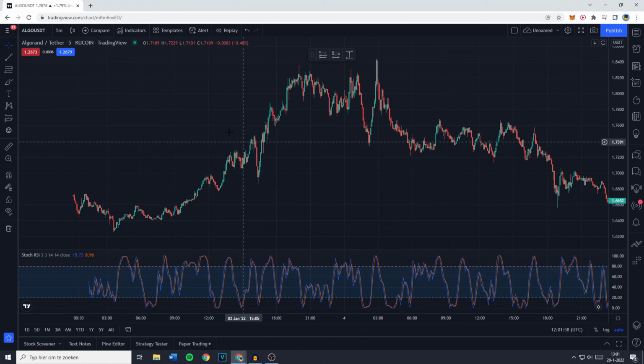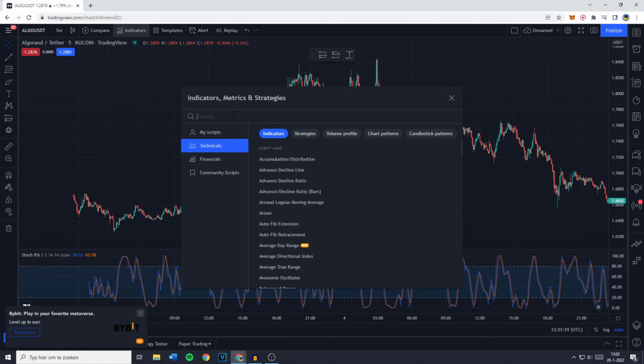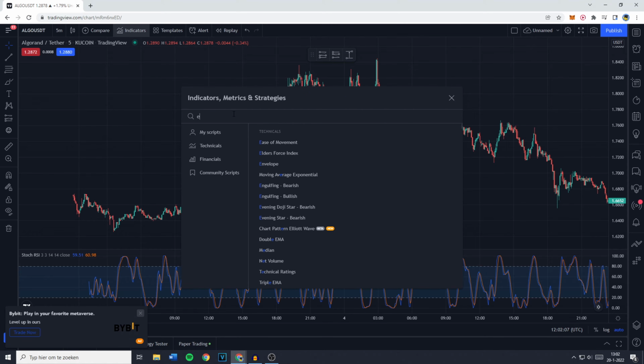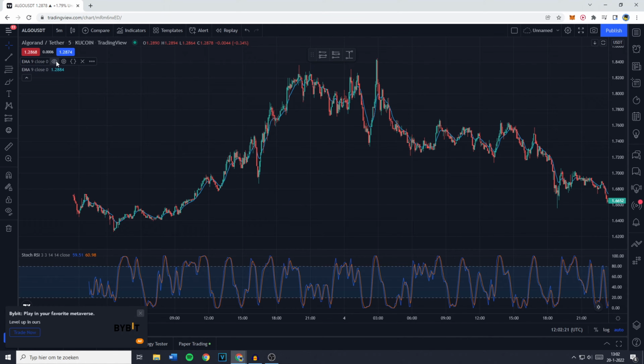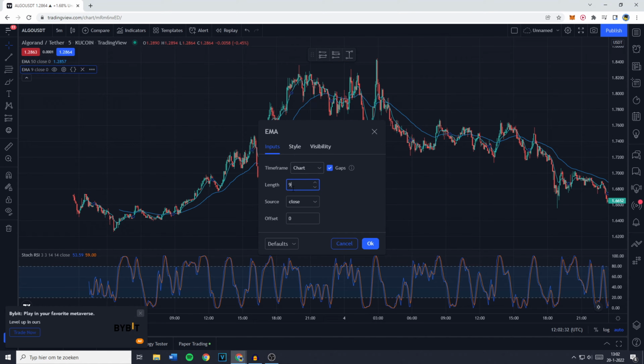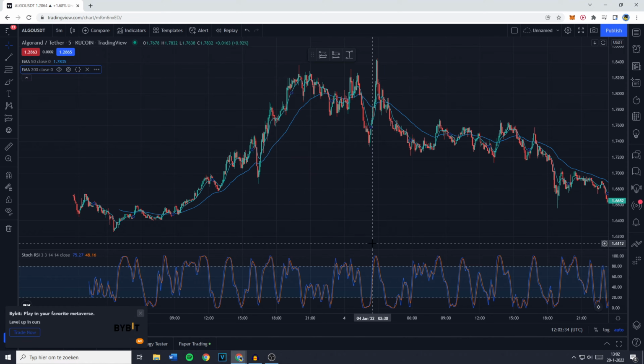How you can do this is by going over to indicators, and then you want to search for the EMA, or the exponential moving average. So search for EMA and then click on moving average exponential. Then click on that one other time because you need 2 EMAs. Now go over to the first EMA, click on the settings, click on inputs and change the length to 50. You can then click on OK, and then go over to the second EMA and change the length to 200. So now you've got the 50 EMA and the 200 EMA.